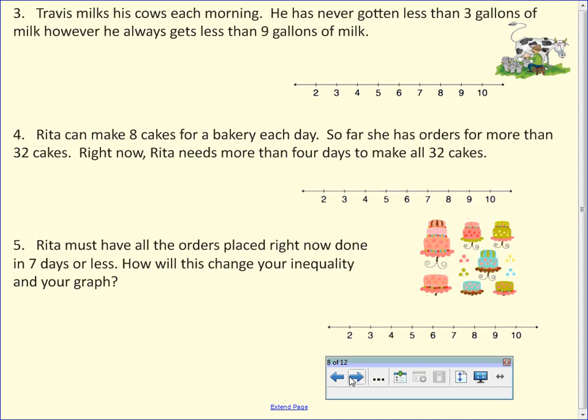Number 3, Travis milks cows each morning. He has never gotten less than 3, but he always gets less than 9. So what he gets is between 3 and 9 when he milks his cow. He's never gotten less than 3, but that means he's gotten 3. However, he always gets less than 9. So that's what your inequality should look like. 3 is a closed, 9 is an open, and how much milk he gets could be anywhere in between.